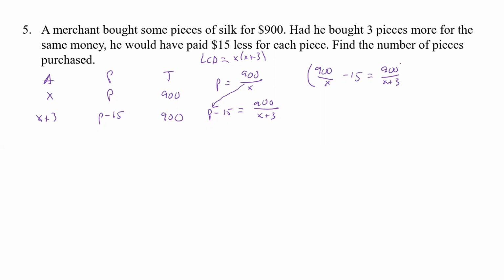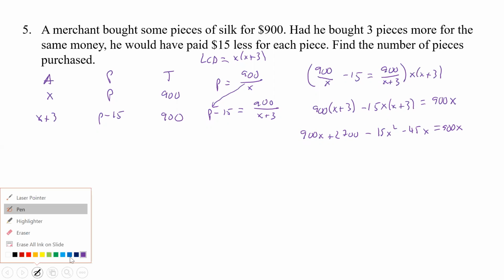And so that's what we're going to multiply this by. And when we multiply the first term, we get 900 times, now the x's cancel, we get x plus 3. Now the next one, nothing cancels, so we have to multiply by both pieces. And then that equals, now the x plus 3's cancel, so we multiply by x. Now we have to go ahead and distribute here and get rid of parentheses, so that gives us that. So the 3 times 900 is 2700. Then we get the minus 15x squared minus 45x.